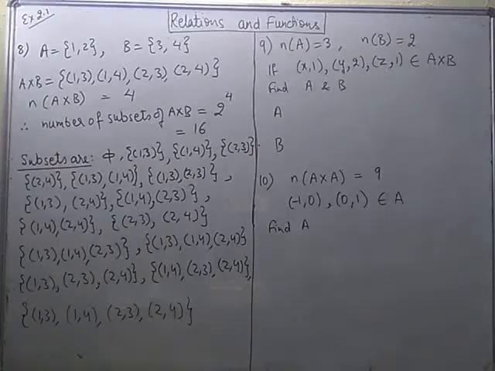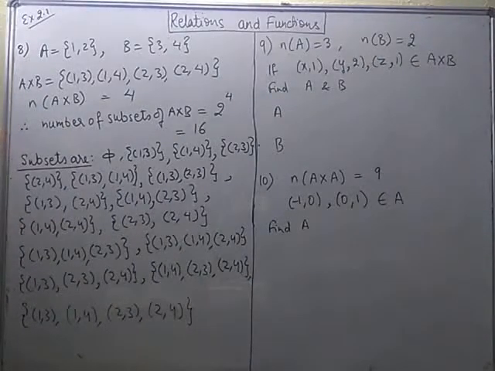Now children, moving on to some more examples from the exercise. In question number 8, set A and set B are given to us. You have to write what A cross B is and how many subsets it is going to have. In the chapter sets, we have learned if a set is having n elements, then its number of subsets will be 2 to the power n. So we will first quickly see how many elements are in A cross B.